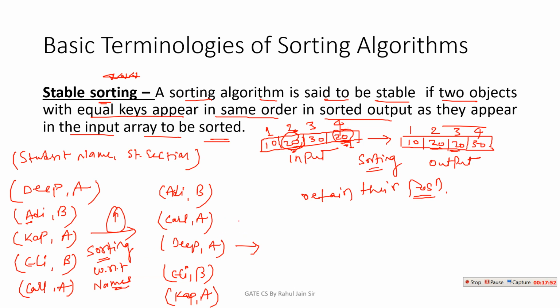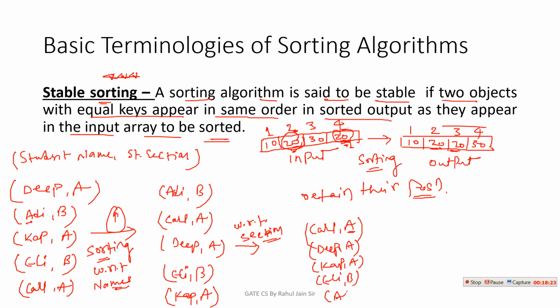Why? In order to obtain the list of students section-wise, if I have to sort with respect to section, I need to sort it again. So I might get the data like Carl first, because he is in section A. After that I can get Deep with section A, then Cap with section A. After that I will get Eli with section B, and then Adi with section B. So you will observe they are sorted with respect to sections, isn't it?